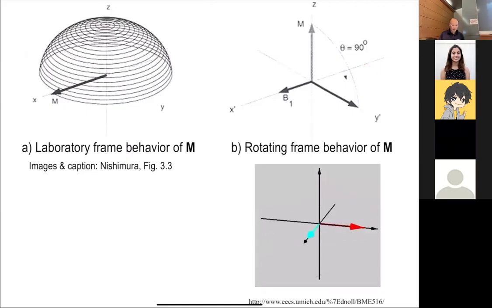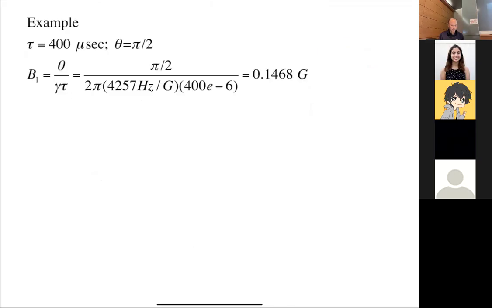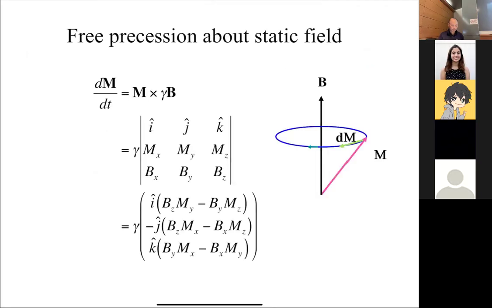So that is sort of the job of the RF excitation pulse. And we talked about the flip angle, which had a relatively simple calculation. We did an example of that in class as well. So just to remind you what we did. So that's review. Are there any questions about that before we start on some new material?